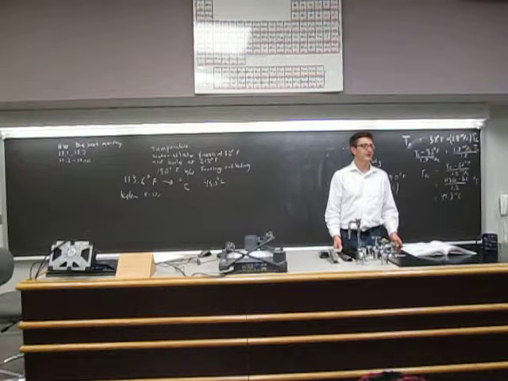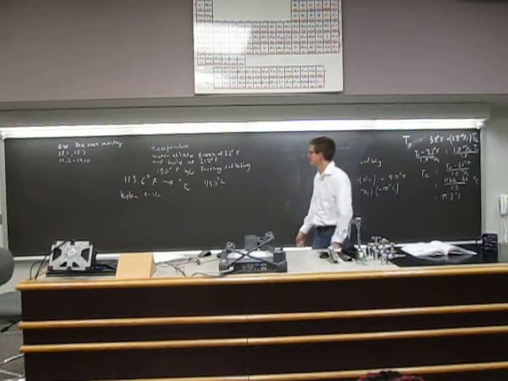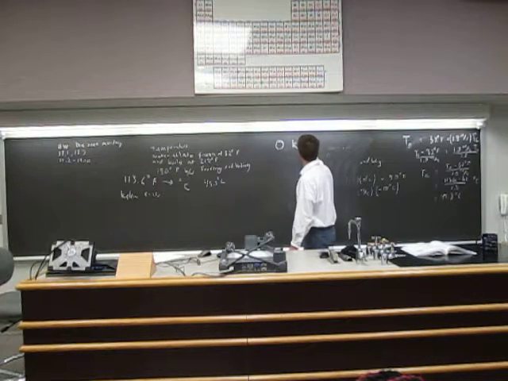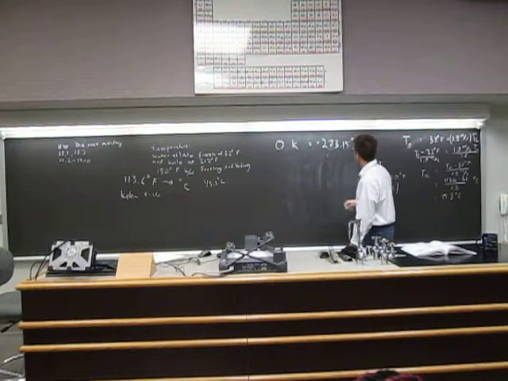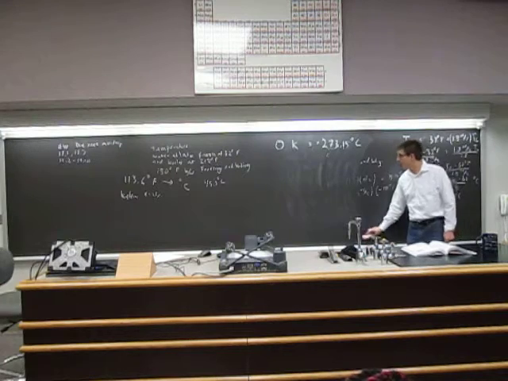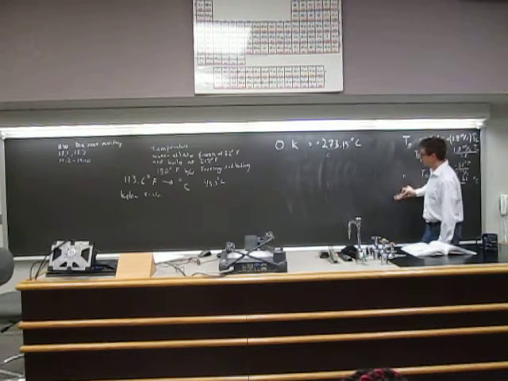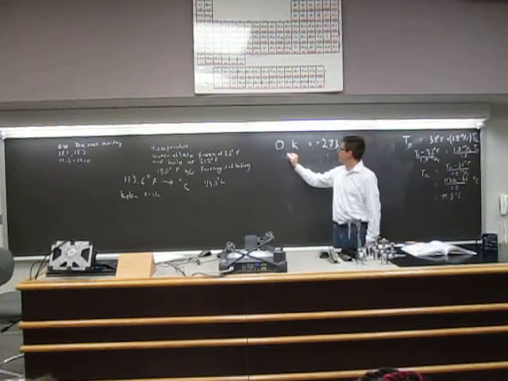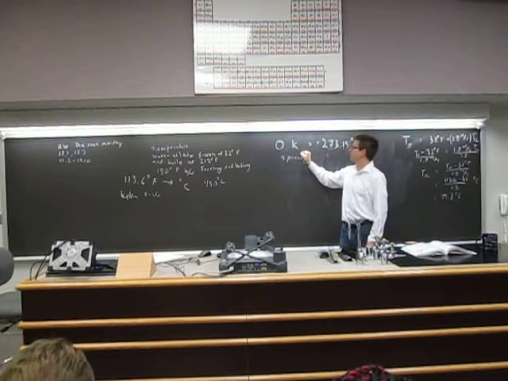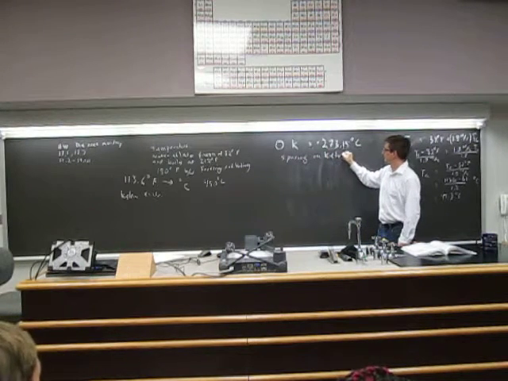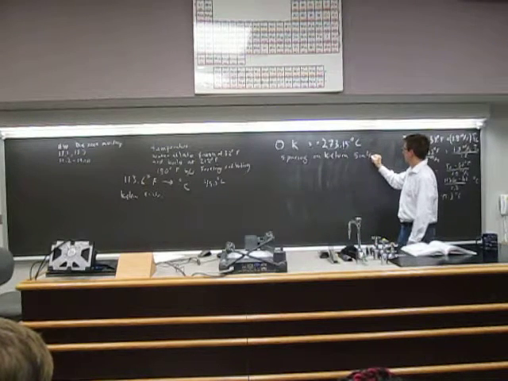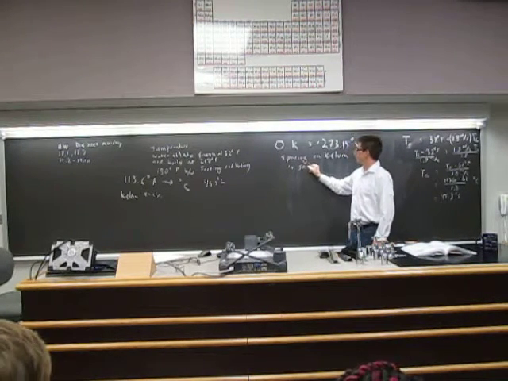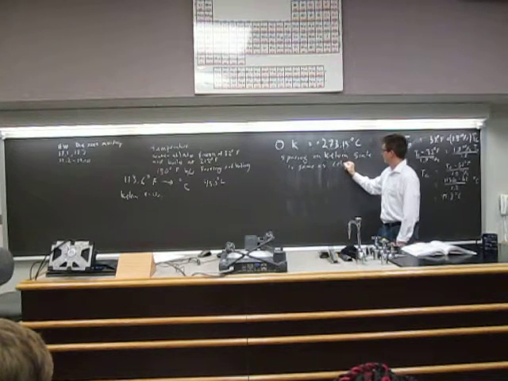What's that absolute zero? Does anyone know? 273? That's right. So 0 Kelvin is equal to negative 273.15 degrees C. And the spacing on the Kelvin scale is the same as the Celsius scale. Same as Celsius.